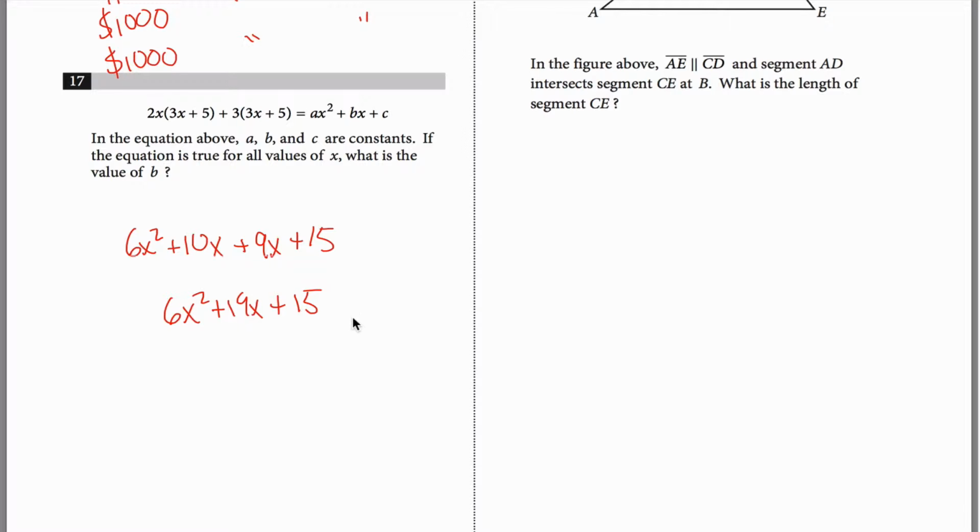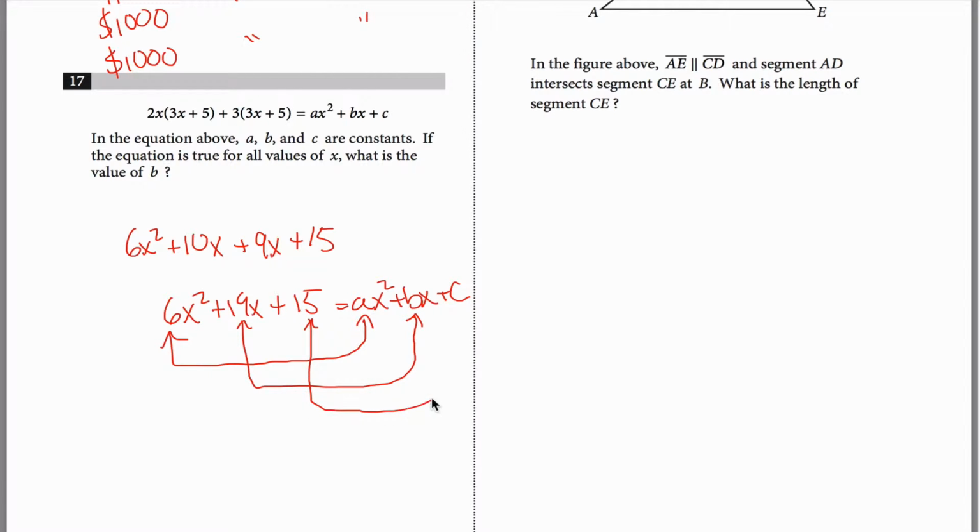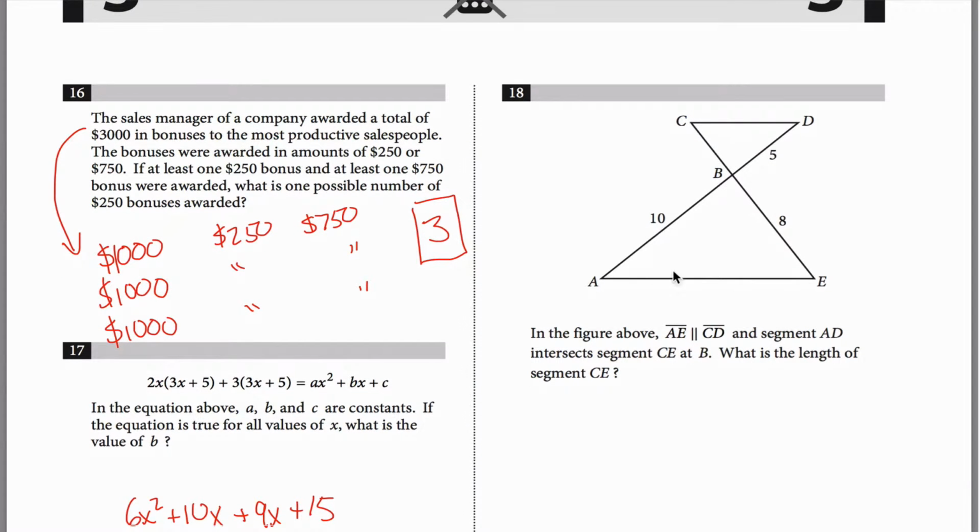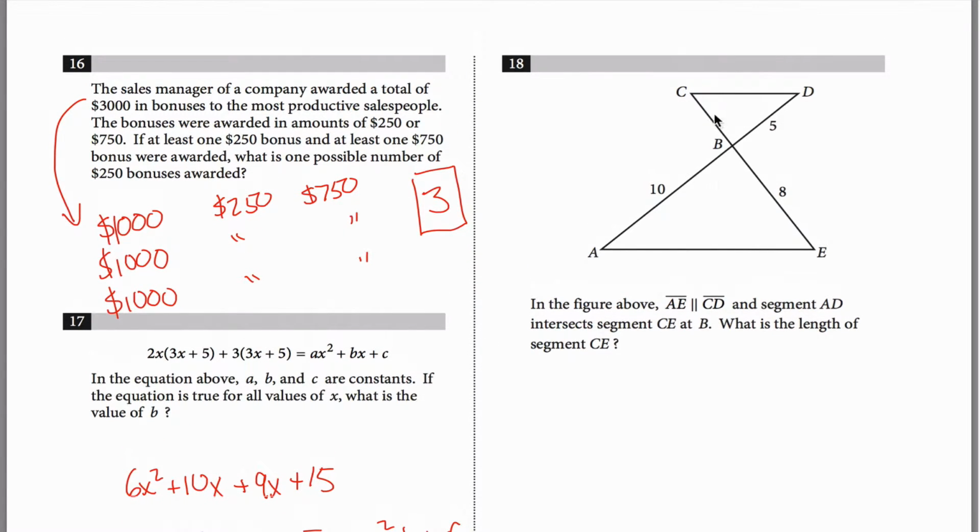If that is equal to ax squared plus bx plus c for all values of x, what that means is that the a has to be equal to 6, the b has to be equal to 19, and the c has to be equal to 15. So when it asks you what is the value of b, well, the b is just equal to 19. 18. You're given these triangles and you're told that AE is parallel to CD.